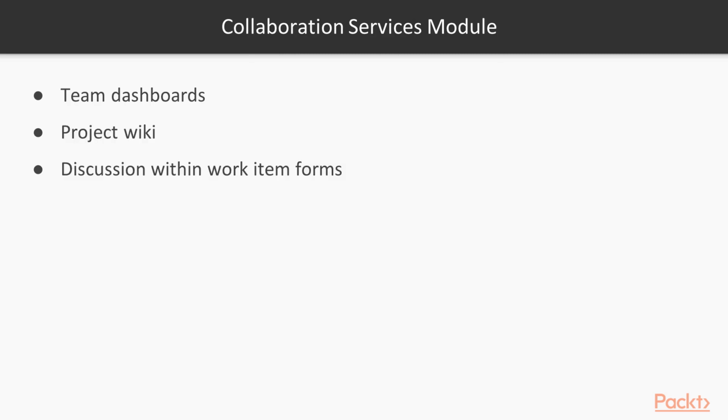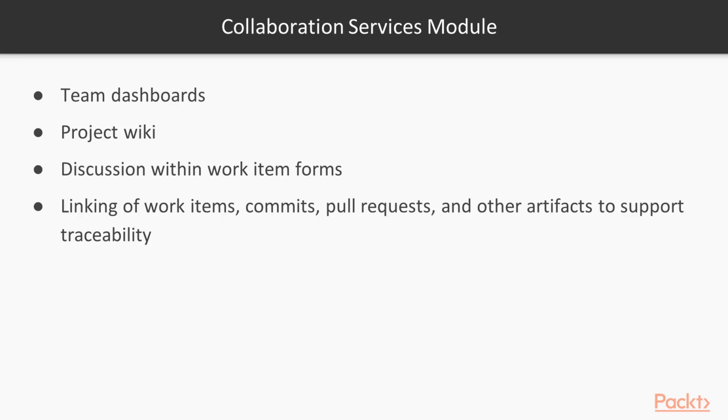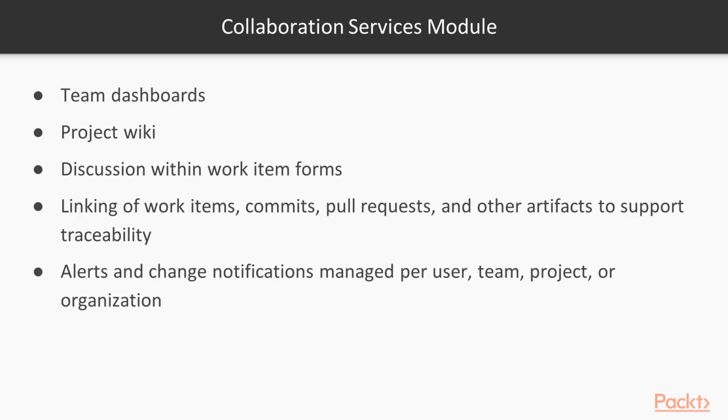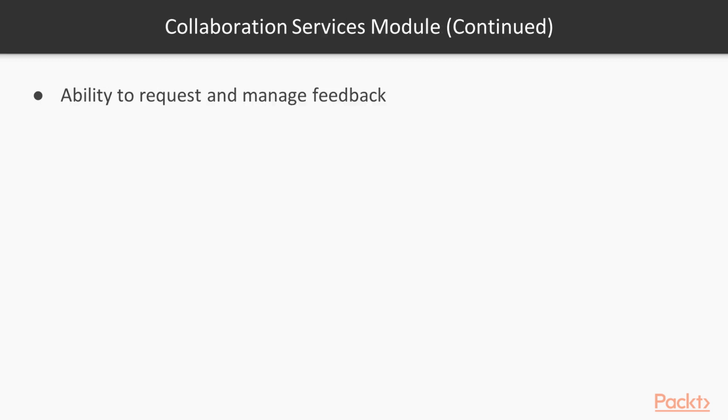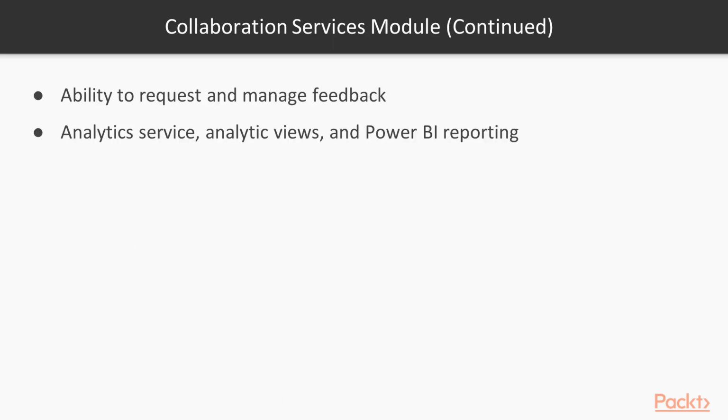Collaboration Services module works with the previously mentioned services to support team dashboards, project wiki, discussion within work item forms, linking of work items, commits, pull requests, and other artifacts, alerts and change notifications managed by user, team, project, or organization, ability to request and manage feedback, analytics service, analytic views, and Power BI reporting.